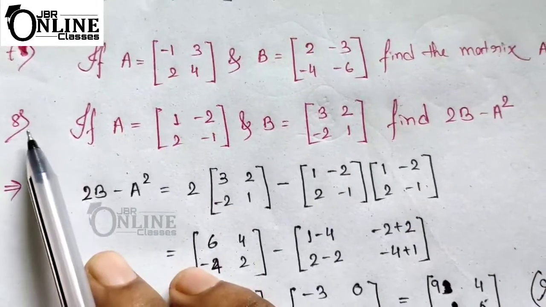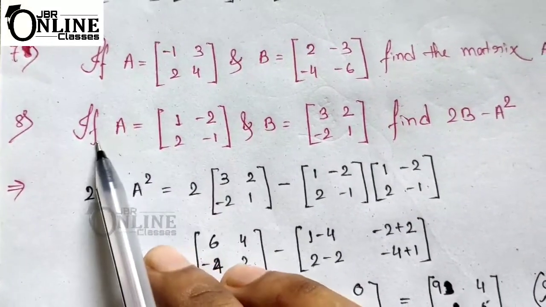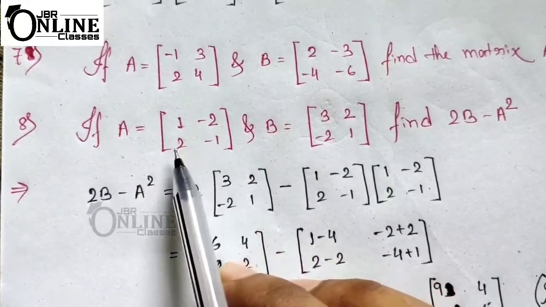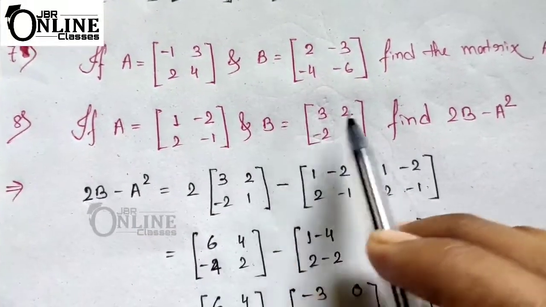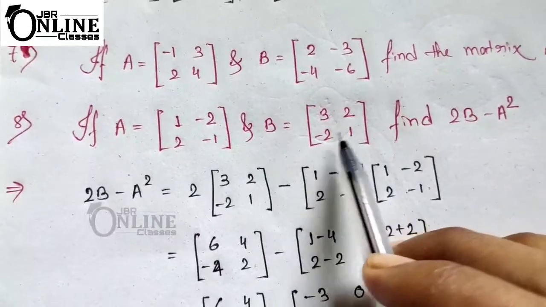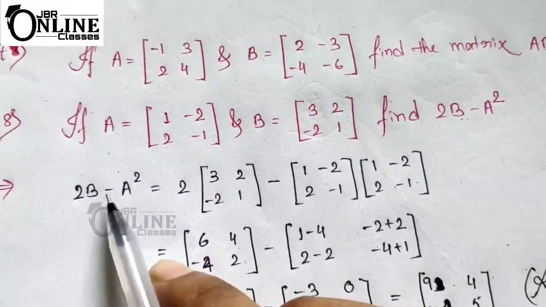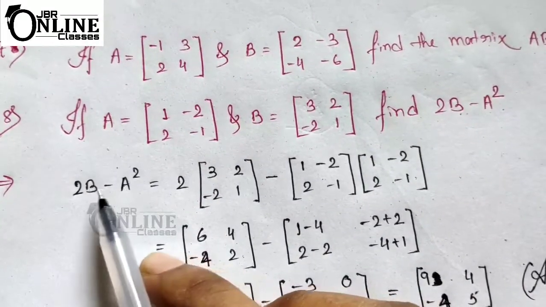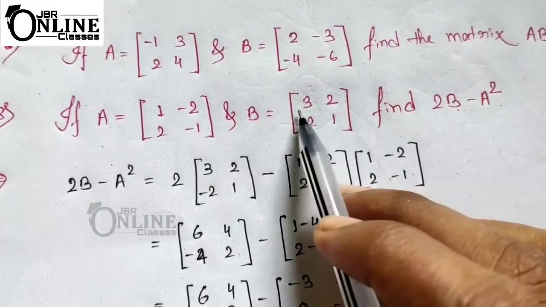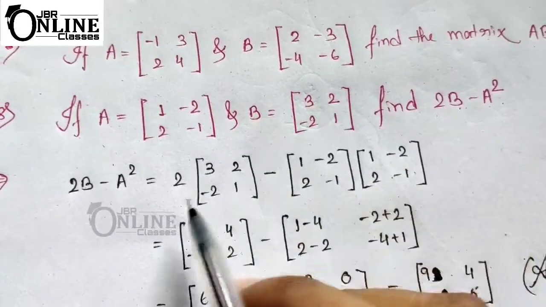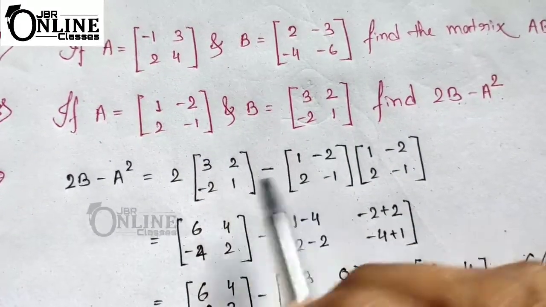Now next, sum number 8. In sum number 8, if A equals [[1, -2], [2, -1]] and B equals [[3, 2], [-2, 1]], find 2B minus A square. Okay, so 2B minus A square. To find 2B, you have to multiply 2 with each and every element of the matrix B. So 2 into B minus A square.